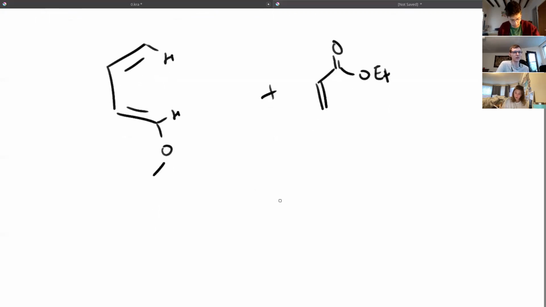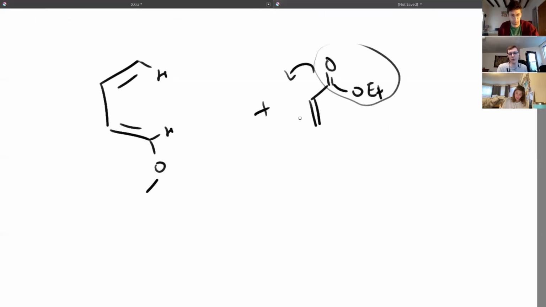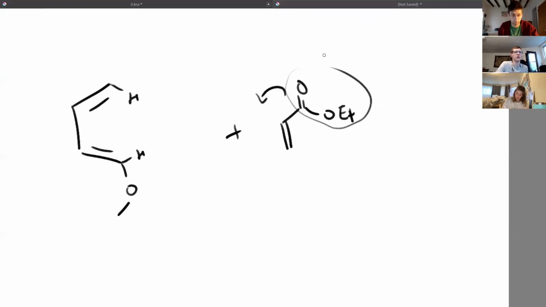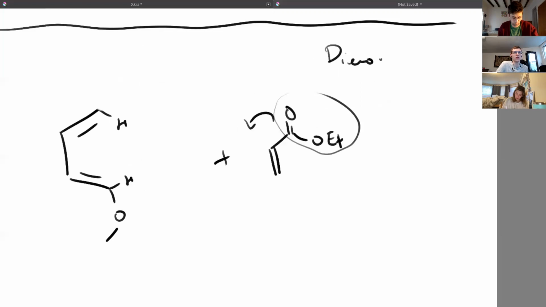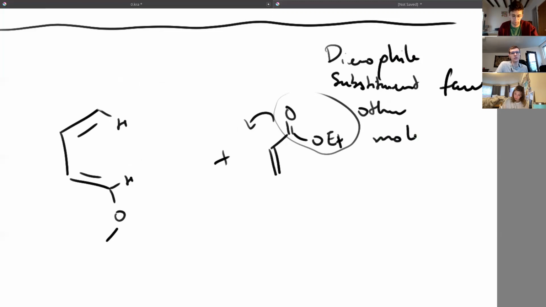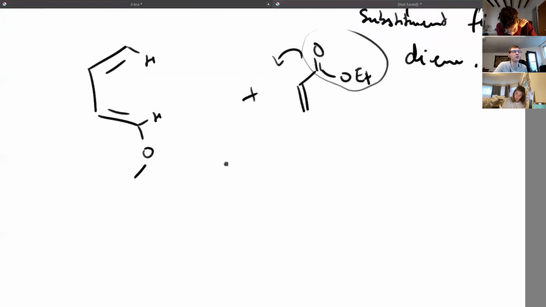First things first. Anything that's on the dienophile, we have to move over to the other side. It has to be facing into the other molecule. I'll say the dienophile substituent faces the diene. It makes our lives way easier.